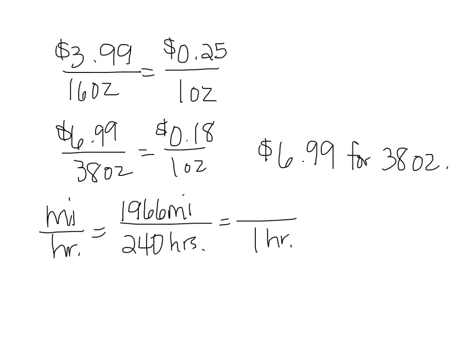1,966 divided by 240, which is? 8.1916. 8.19. You're supposed to find the nearest tenth. Yeah, 8.1. That's what we said. We said 8.1. Okay. Now, that's the first part.